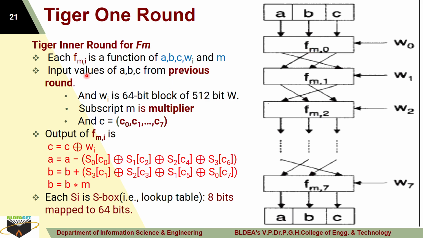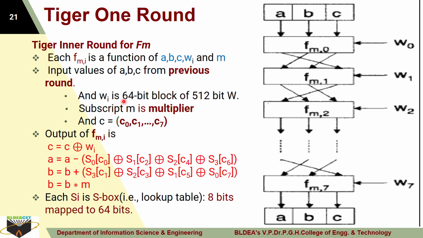The input values of ABC are from the previous round. From one round, what output did you get? In the last class I explained the outer round. There, the output you get for F5 is taken as an input to F7 here. So that is the procedure. For any of these F functions, the input depends on the output of the other function, F5 or F7.